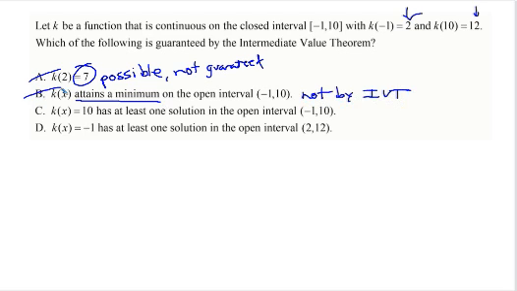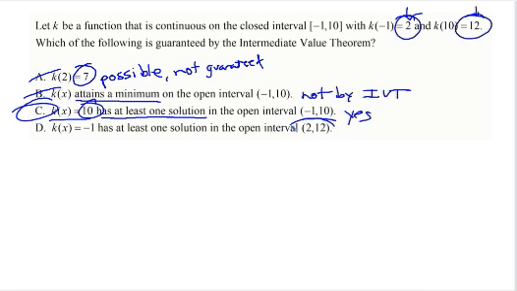How about letter C? Letter C says k of x equals 10 has at least one solution in this interval. That is true. This is a yes because we're looking at 2 to 12, and 10 is between those two values. According to the intermediate value theorem, that is guaranteed. That's our answer. Letter D, we're talking about a completely different interval. We're not talking about y value intervals, we're talking about x values. So letter D is out.